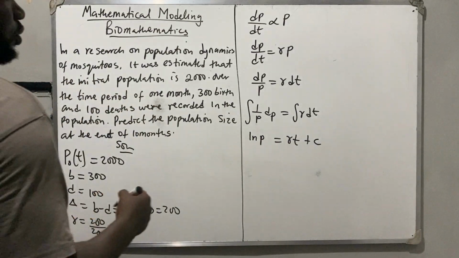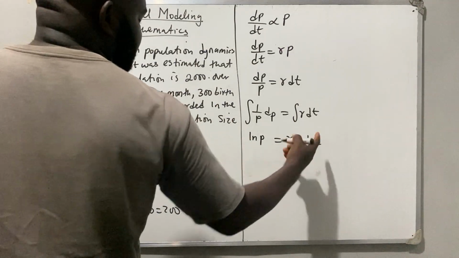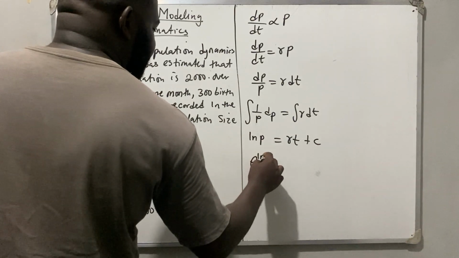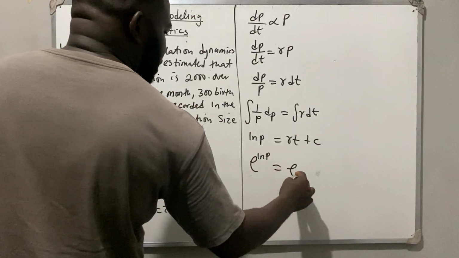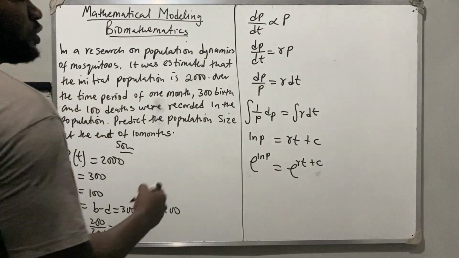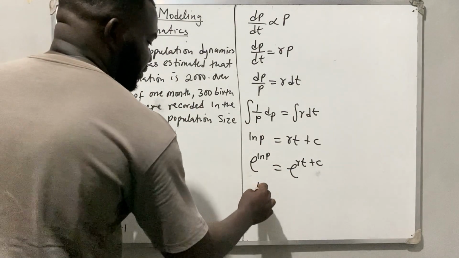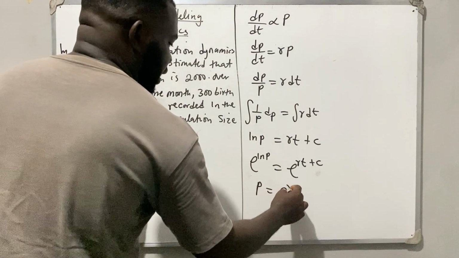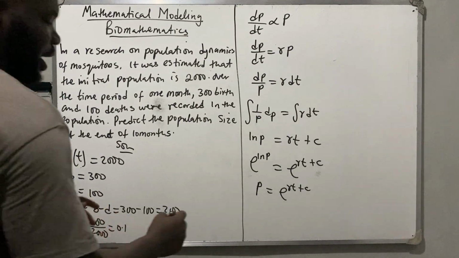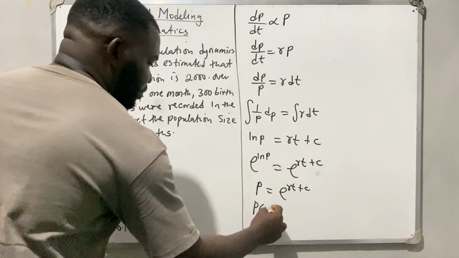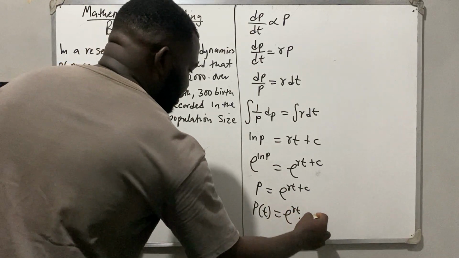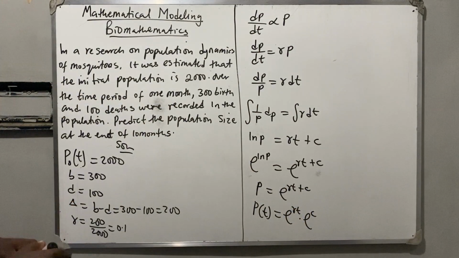Now let us take the exponential of both sides. Exponential of ln P is equal to exponential of rt plus a constant. Exponential is the opposite of ln, so they cancel out. I'm having that P is equal to exponential of rt plus a constant. We can separate this by indices to have P of t equal to exponential rt multiplied by exponential c, and the exponential of a constant is a constant.